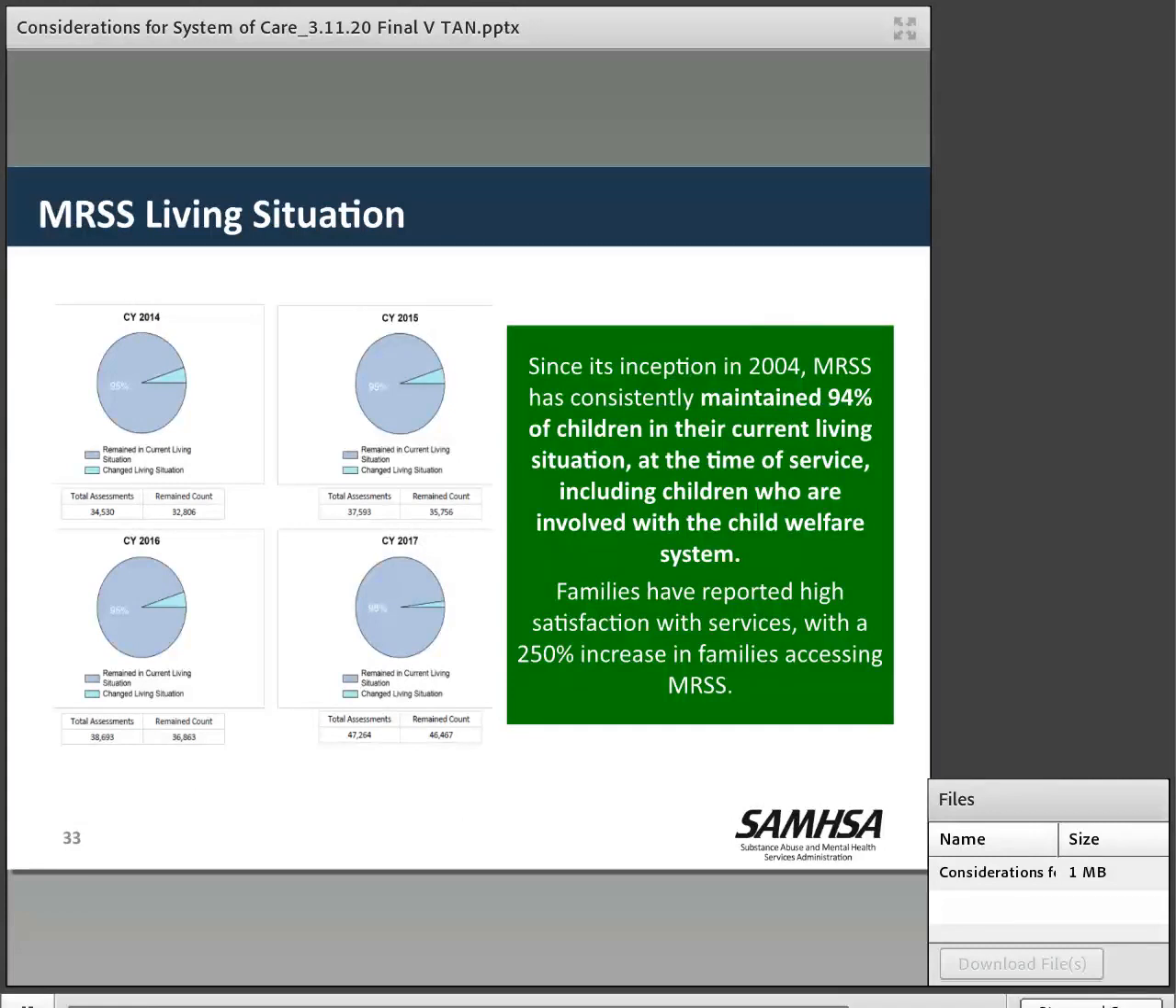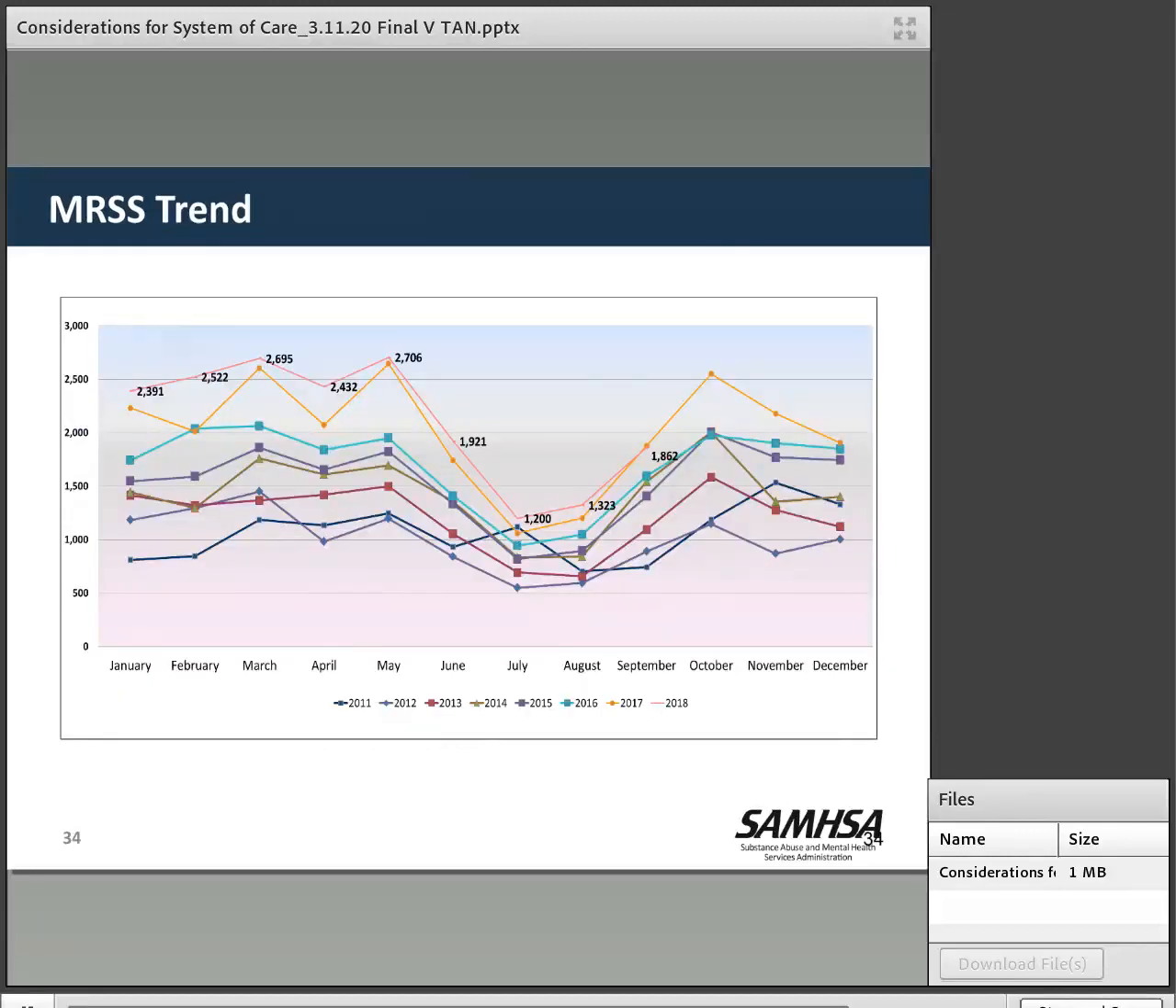One quick example in New Jersey. New Jersey has over a 15-year history of using mobile response and stabilization, and what we do know is that the majority of the time, so 96% on average, the youth stays in the first place that they are, so that they never move from their home or the foster home in which they've gone into. So since its inception in 2014. So it's really important to keep that in mind.